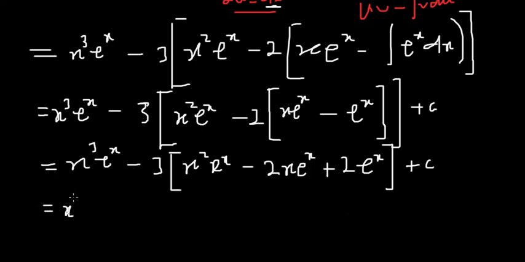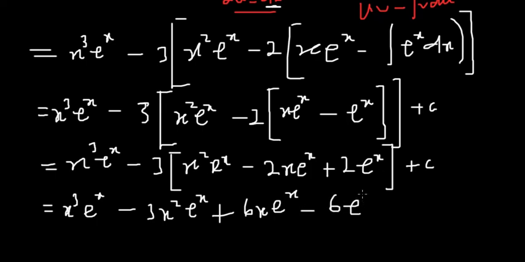Now let's do the further expansion. So we have x exponent 3 e exponent x minus, so we are multiplying minus 3 throughout. When you multiply that with this one, you have 3x squared e exponent x. This doesn't look like a 3, let me just rewrite that. So we have 3x squared e exponent x. When you multiply minus 3 by this expression, you end up with positive 6x e exponent x, and then when you multiply 3 by this expression, you end up with negative 6 e exponent x. You have plus c.